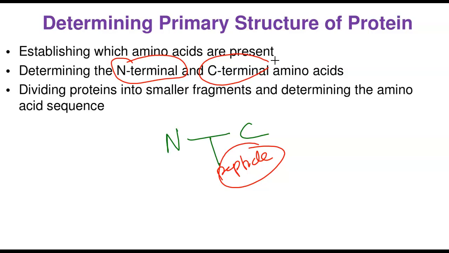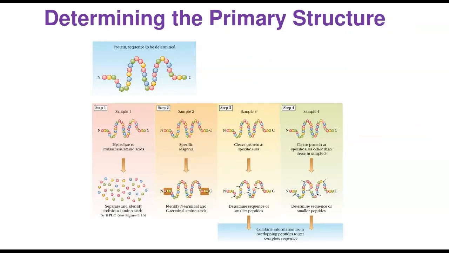You can say, okay, if it's a protein that is 50 amino acids, you can break it down into, let's say, 10. And you begin to look at, okay, which amino acid is the N-terminal of the first 10, which amino acid is the C-terminal of the first 10, then you go to the second one. So this is what we call determining the primary protein structure. So that is exactly what has been shown here.